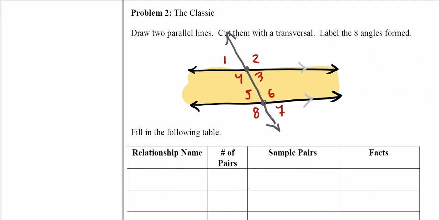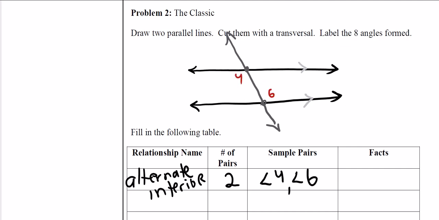We now focus on alternate interior angles, and interior means we're between the two parallel lines. So here's a pair of alternate interior angles, and here is the other pair. So there's two pairs. Let's consider angle 4 and angle 6 for our sample pair. You'll note that angle 4 is obtuse, and angle 6 also looks obtuse. So it's pretty safe to say that these are going to be congruent to each other. And once again, we're not saying that all alternate interior angles are congruent to each other. We're just saying that each pair is congruent to each other.